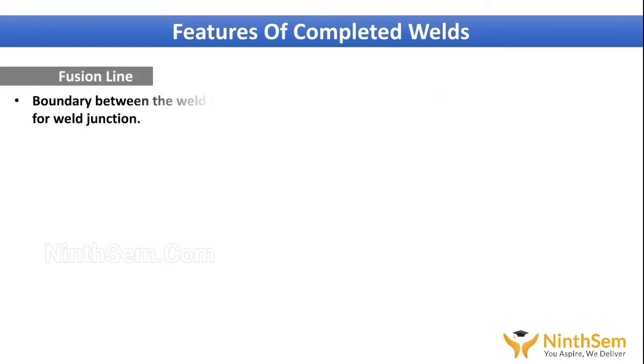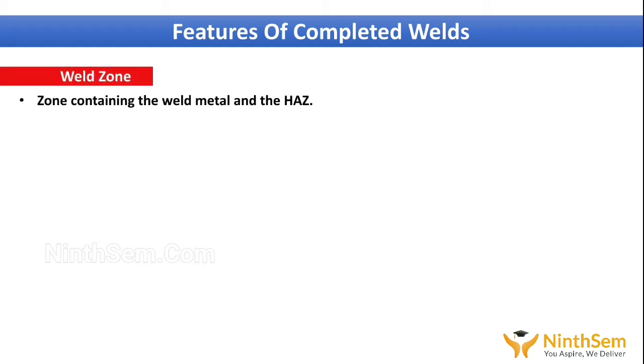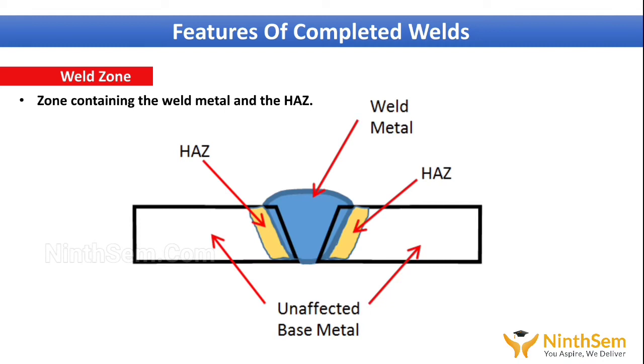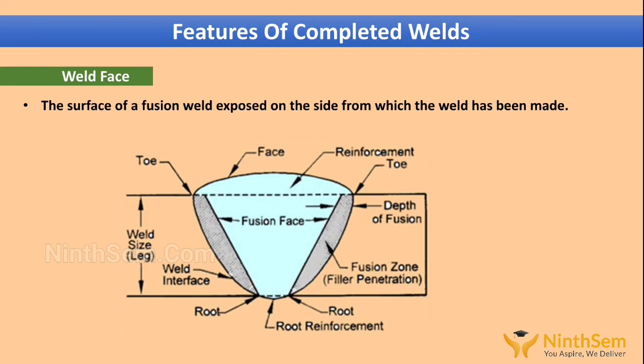Fusion line: the boundary between the weld metal and the heat affected zone, HAZ, in a fusion weld. This is a non-standard term for weld junction. Weld zone: the zone containing the weld metal and the HAZ. Weld face: the surface of a fusion weld exposed on the side from which the weld has been made.